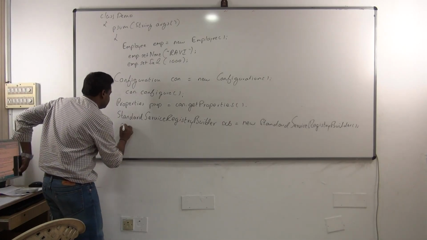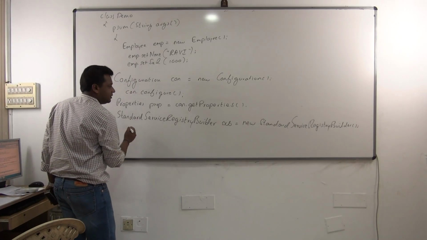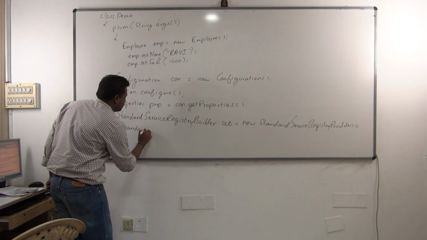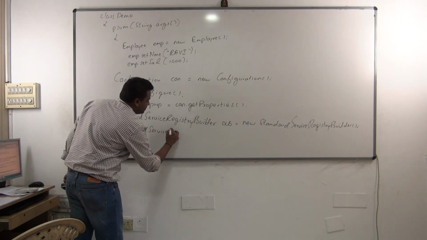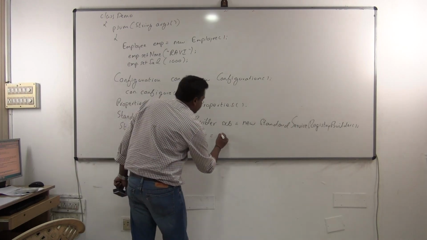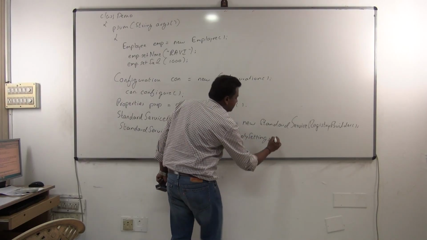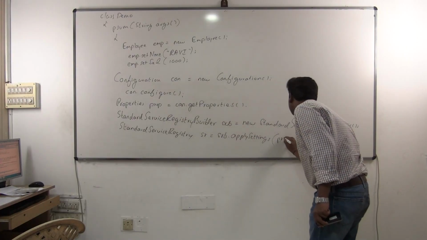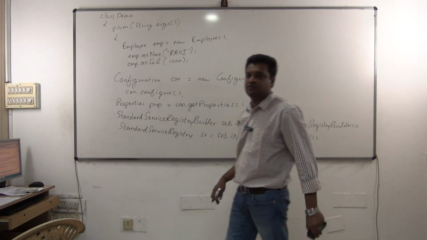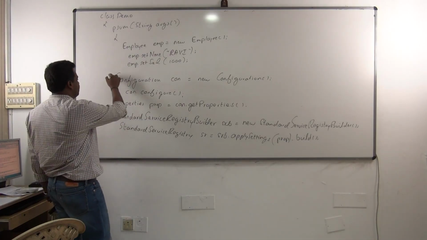Then next, standard service registry, the return type. SR is equal to SRB dot apply settings. You have to pass this argument, properties dot build. You will call the build method. So the return type of this is what? Standard service registry. Fine. Then see, this is what is most important now.